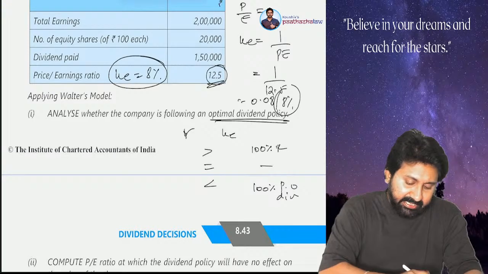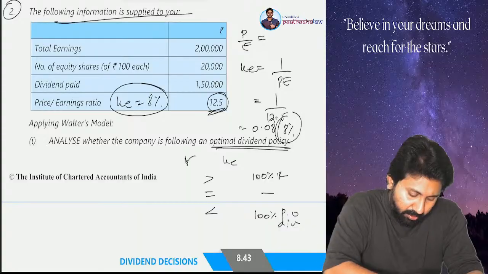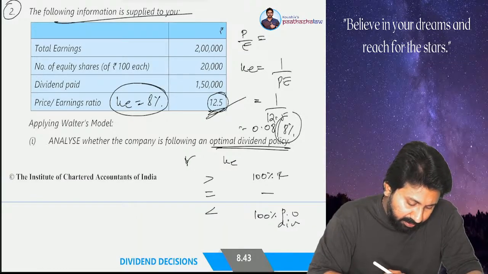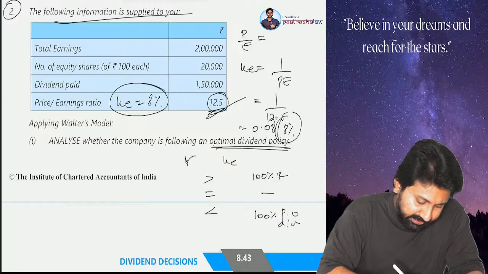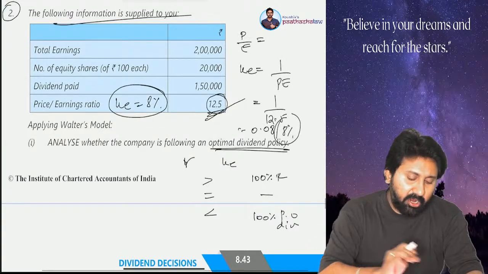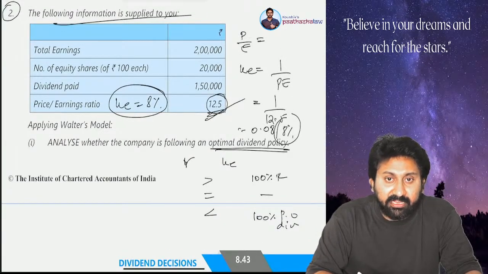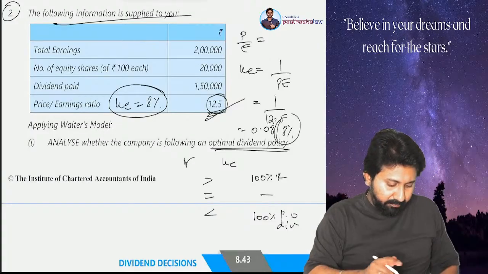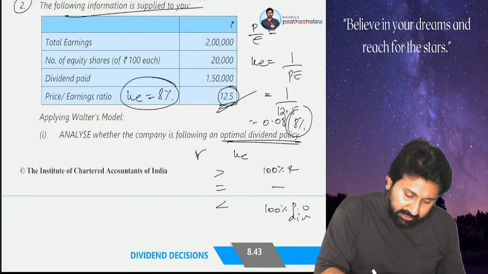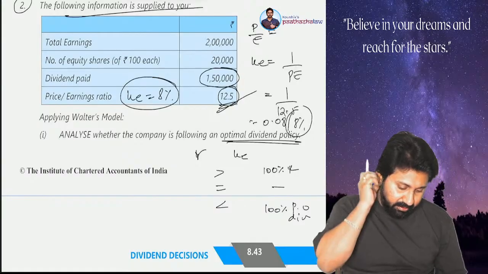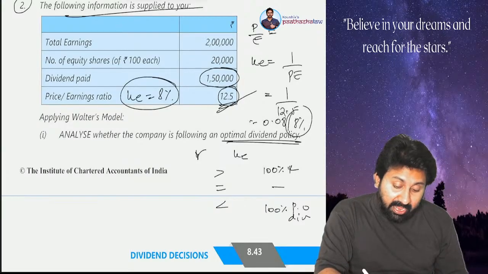In this case, let us see what the scenario is. What is the KE you calculated? 8%. Next, sir, here R is not given in the question. Listen now. Whenever R is not given separately, here if you observe, dividend paid is given. How much? 1,50,000.